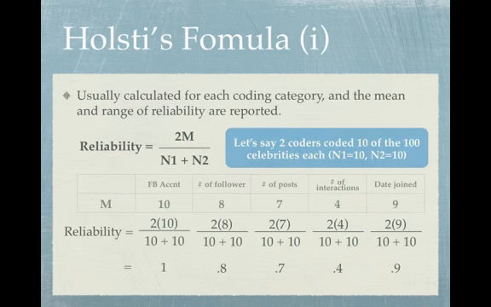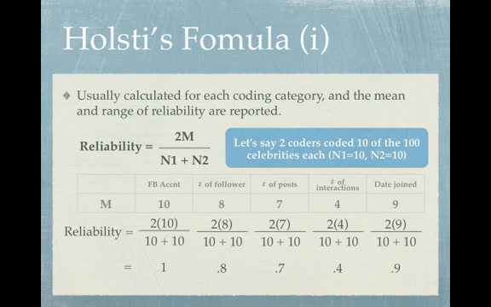So I'll talk about 2 formulas for calculating intercoder reliability because they're the most often used, even though they're the most liberal and sometimes frowned upon, but they're the easiest also to compute. Holsti's formula is usually calculated for each coding category, and after you get all of the reliabilities, you average them, and you give the readers the range of intercoder reliability. So the formula is pretty easy. 2M divided by N1 plus N2.